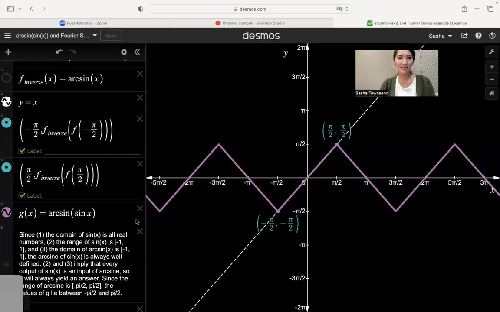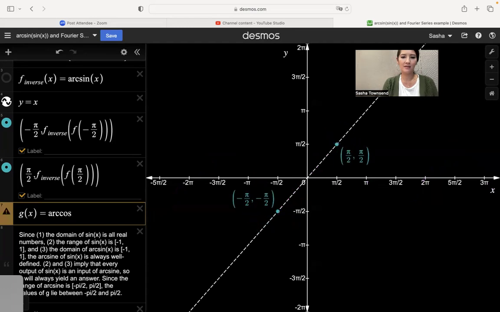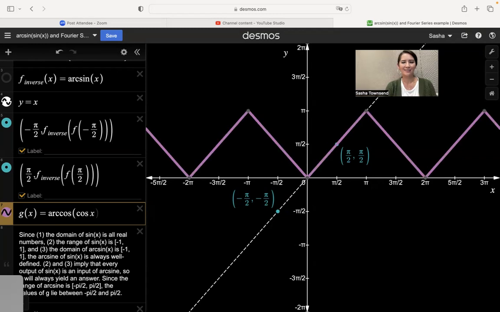So that is the arc sine of the sine of x. Now let's look at the arc cosine of the cosine of x. Now remember, the domain for the cosine of x was all real numbers. So the arc cosine of the cosine of x is going to be well defined for all real numbers. But the restricted domain was 0 to pi. We just chose to restrict ourselves to the interval from 0 to pi to find the arc cosine function. So let's look at the graph of arc cosine of x now. Kind of looks the same, right?